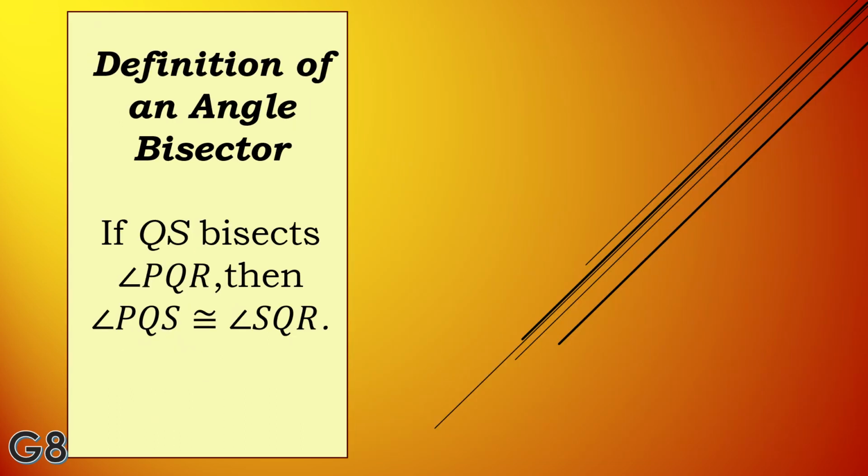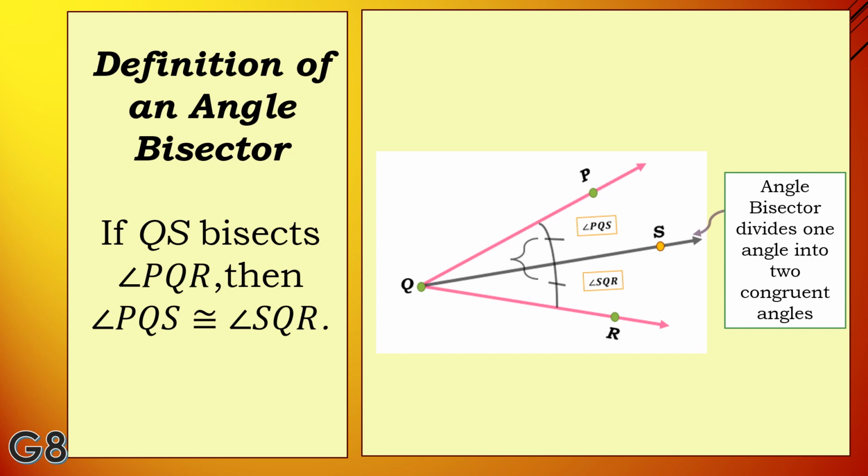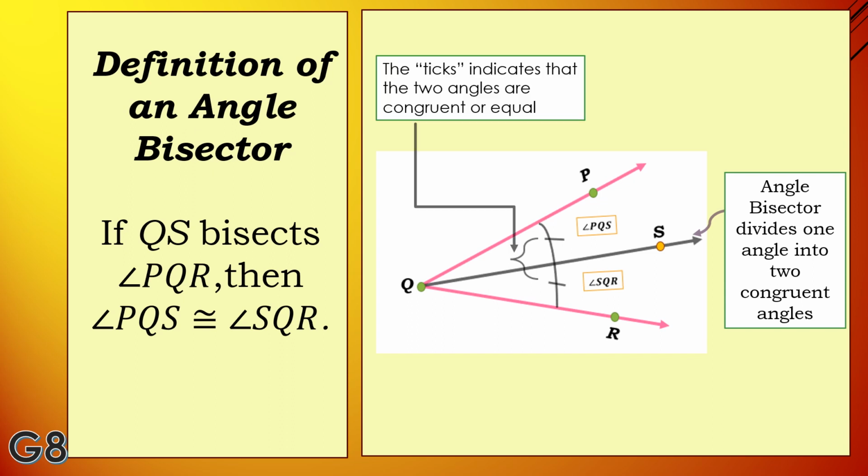Next, we have the definition of angle bisector. In the figure, if QS bisects angle PQR, then angle PQS is congruent to angle SQR. So the tick there indicates that the two angles are congruent or equal. Ray QS is what we call the angle bisector that divides one angle into two congruent angles.